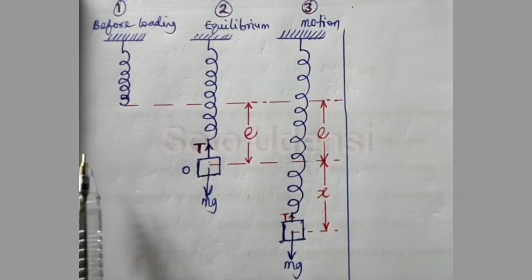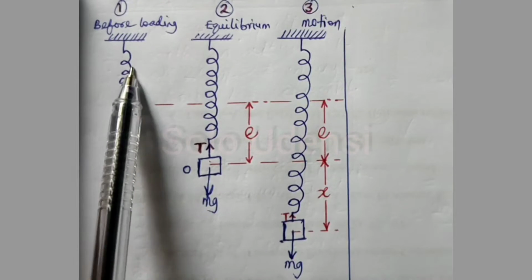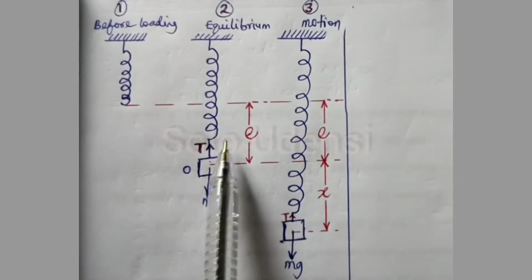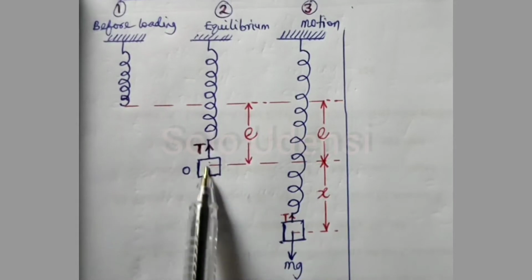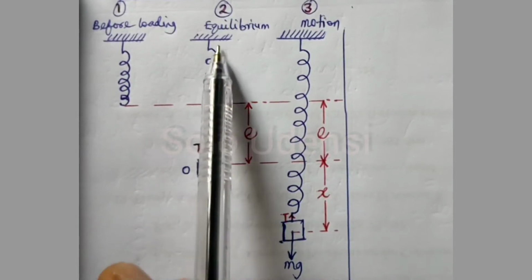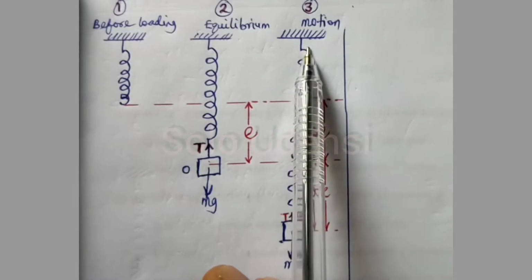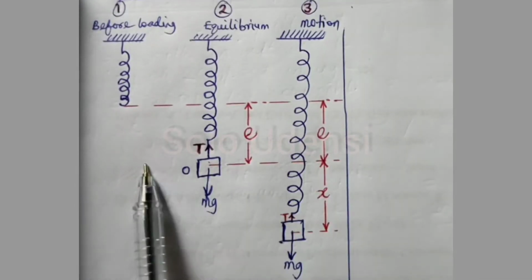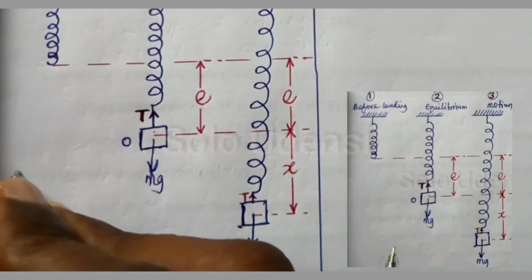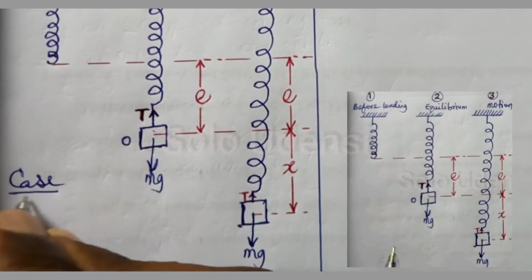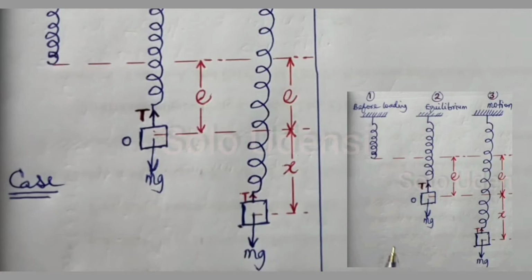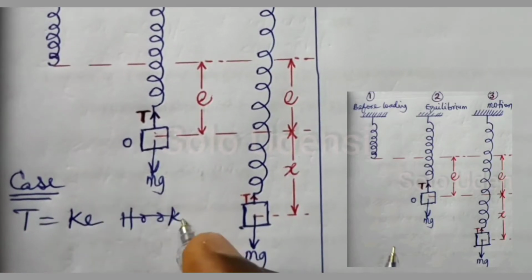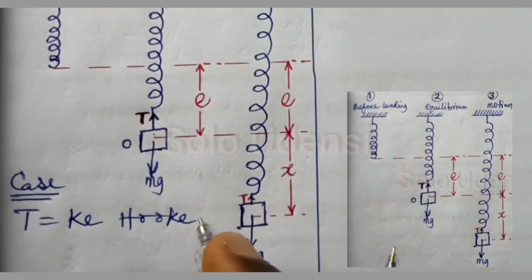So we have three cases: a spring hung from a ceiling before loading, at equilibrium after loading when Hooke's law has acted upon it and gravity, then the one in motion when it's now oscillating about the equilibrium position O. For case 2, that's the equilibrium position, from Hooke's law, T is equal to Ke. Tension is proportional to extension.